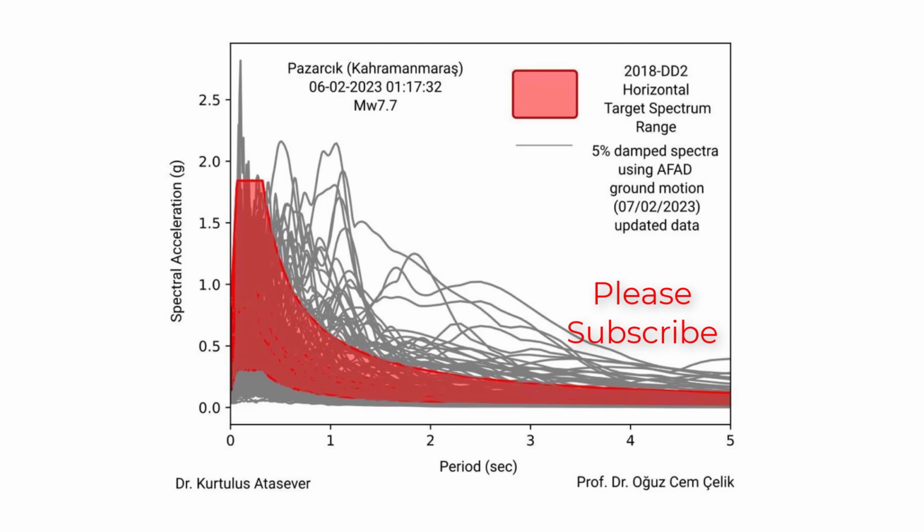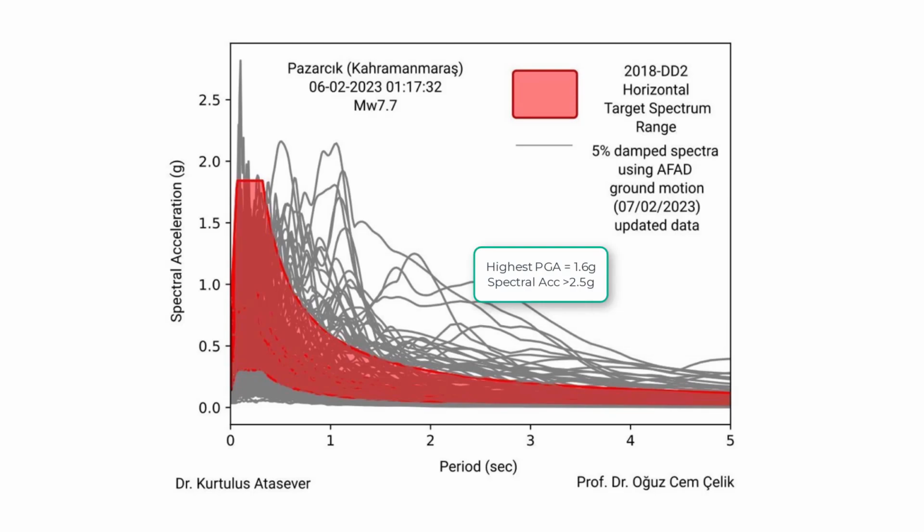And among all of them, one of the stations has a PGA value of around 1.6 g. Now I'm talking about the PGA, not the spectral acceleration, for this station. That means the spectral acceleration for this station is way high. It is around 2.5 g or even more than that. So we can infer that this earthquake was so strong that in some cases the design response spectrum as per the code could not suffice for the actual demand.